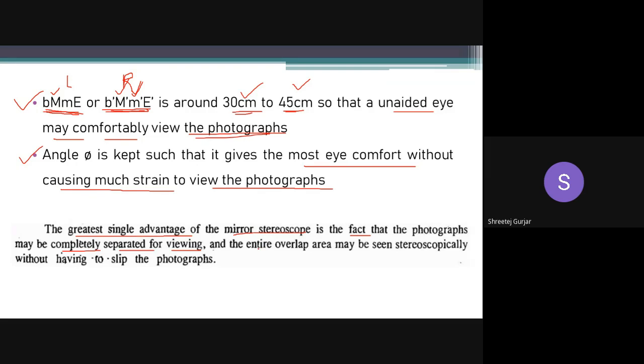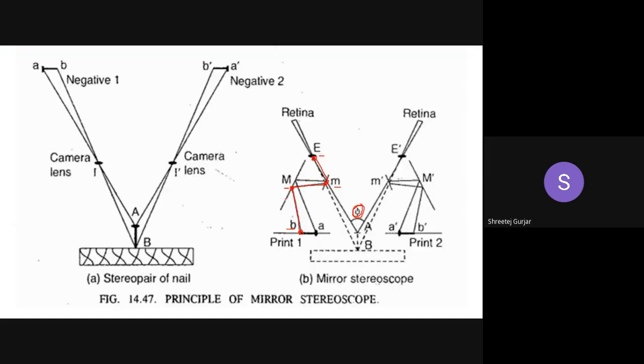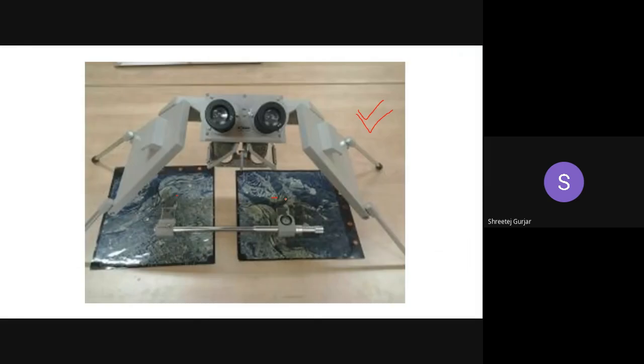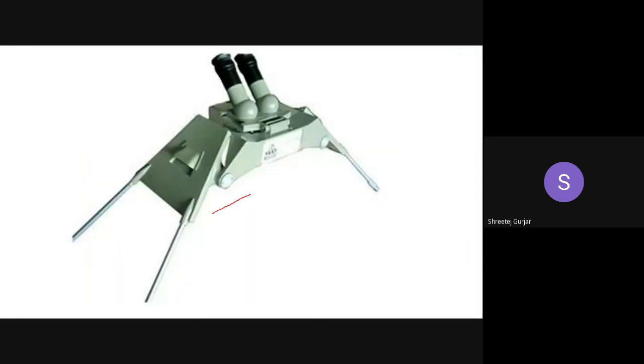And if you want to combine them, the entire overlap area may be seen stereoscopically without having to slip the photographs. So you can work on them separately, and when you want to view them stereoscopically, you don't have to combine these two images. You don't have to overlap these images like this. What we usually do, because we have overlap, I hope you recall what is meant by overlap, is combine those two photographs as per overlap.